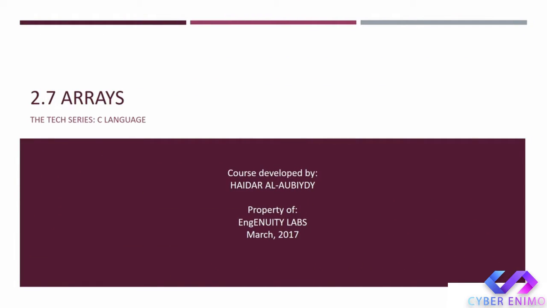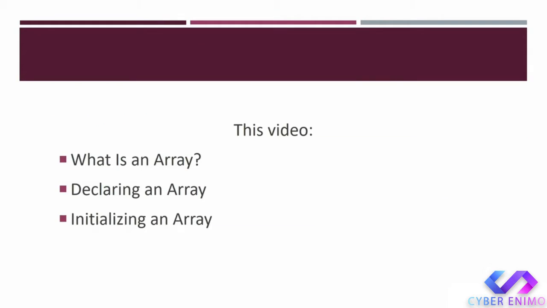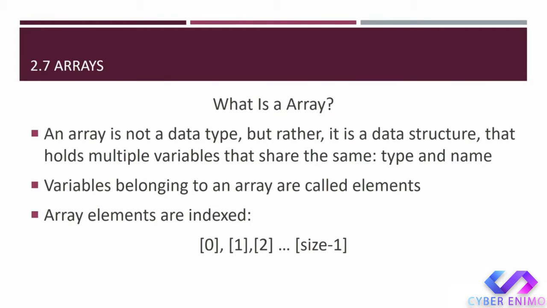This is section 2.7, Arrays. In this video, we will talk about what an array is, how to declare an array, and finally, how to initialize an array. An array is not a data type, but rather a data structure. It holds multiple variables that share the same type and name.